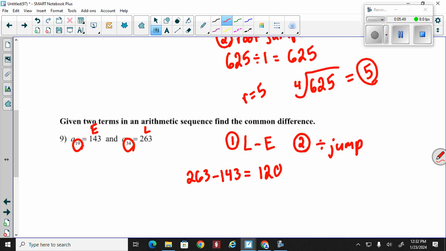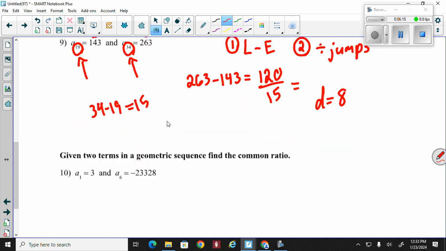But in this notation, I'm at the 19th term, I'm at the 34th term. I'm just going to subtract. So 34 minus 19, that gives me 15. I'm going to divide this by 15. And I believe I'm going to get, I want to say 8, I think. 120 divided by 12. Oh, 10. Nope. 120 divided by 15. Sorry, 8. So that means my common difference is 8. That means I'm adding 8 every single time.